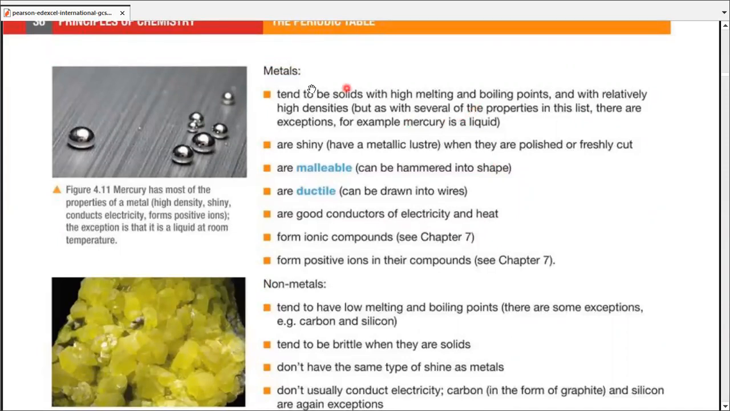Okay, so as a whole, if I talk about metals, metals are solids. They mostly have high melting and boiling points, high densities, but the exceptions are, for example, mercury is a liquid. That's the only metal which is a liquid at room temperature. Metals are shiny, they have a luster, they have a shine whenever they are polished or freshly cut. Metals are malleable, they can be hammered into shape, literally by an impact force. I hope you understand what hammering is.